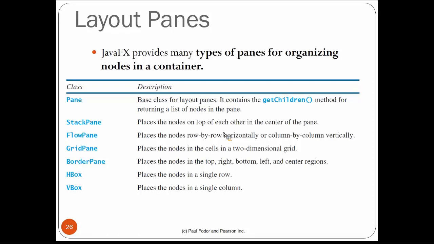Or grid pane, where we place the nodes in a two-dimensional grid, or border pane, where we place the nodes in a top, right, bottom, left, and center region, and so on. HBox is a single row, a horizontal box, VBox is a vertical column.